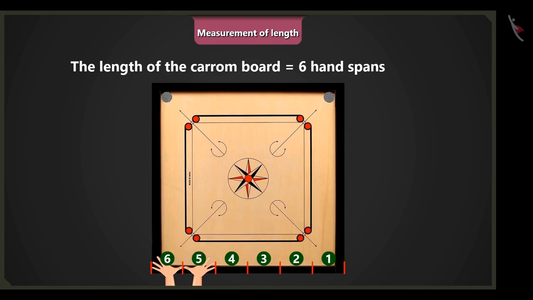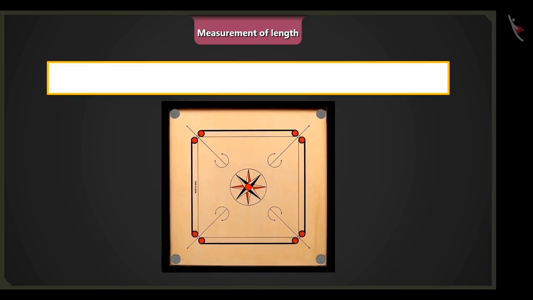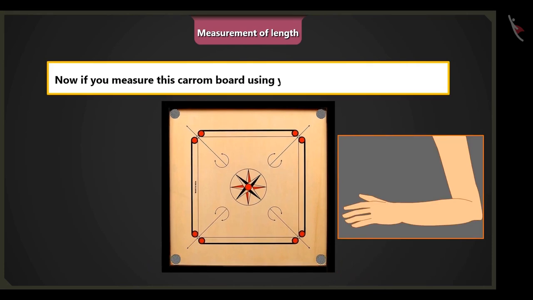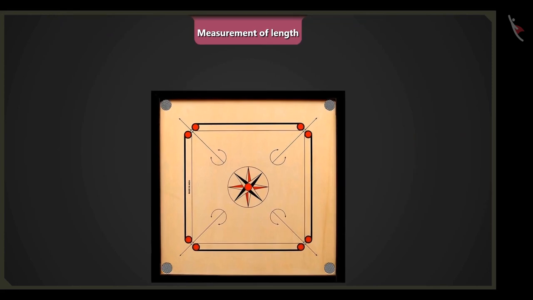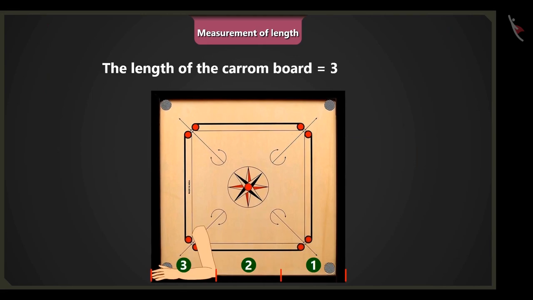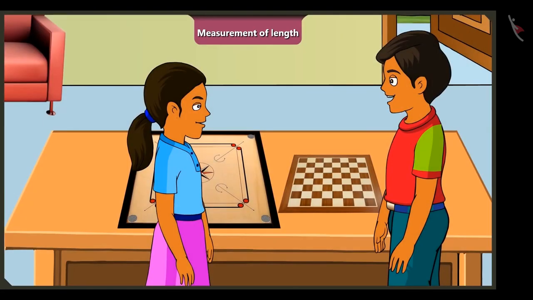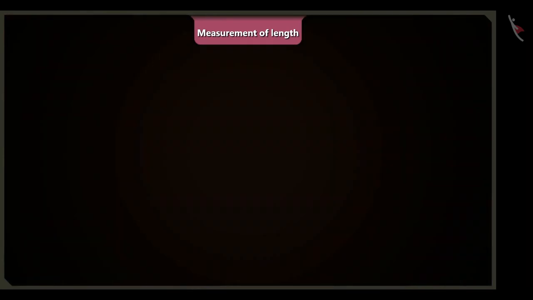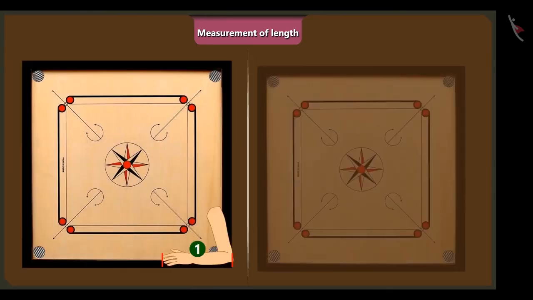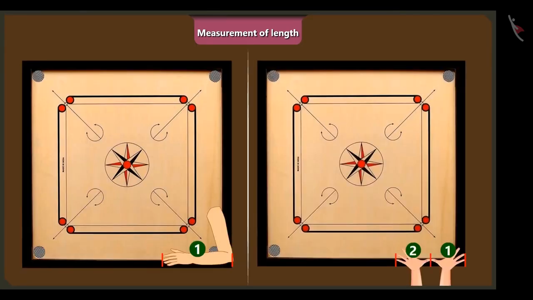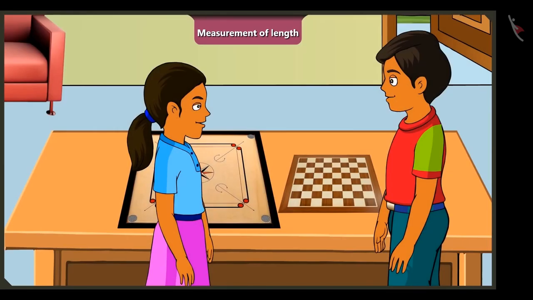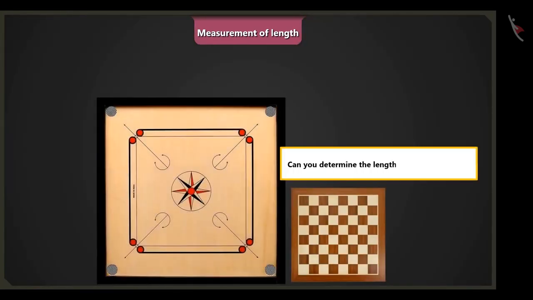Well done, Mintu. Now if you measure this carom board using your arm, then what will be its length? 1, 2 and 3. The length of this carom board is 3 cubit length of my arm. Absolutely correct. So we can say that the length of a cubit of your arm is equal to 2 hand spans of your palm. Now can you determine the length of this chessboard?